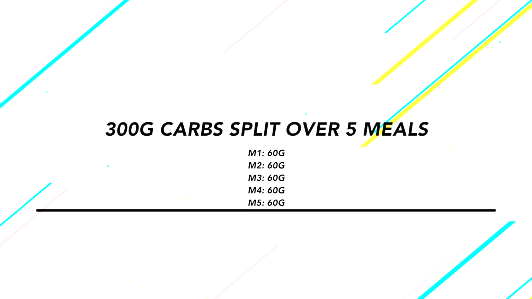Now, if you are someone that doesn't do well with a high carb meal in the morning, then you can lower those carbohydrates first thing in the morning, and take those and put them into your pre-workout meal. Ideally, you want to keep that pre-workout meal around 3 hours before your session.